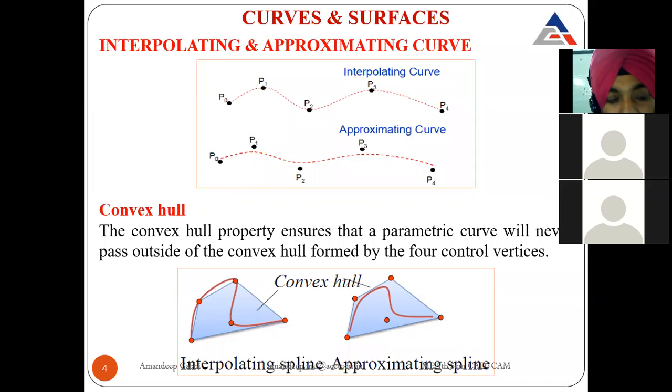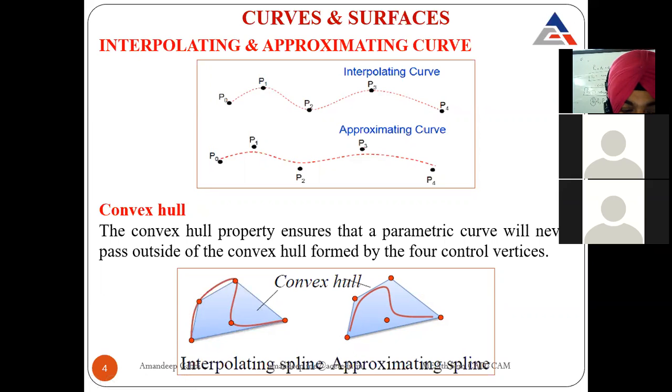Right? Then there is another term related to convex hull. The dots within which the curve is enclosed are called the convex hull. The convex hull property ensures that a parametric curve will never pass outside of the convex hull formed by the four control vertices. If you draw it, there are four control points, and if you join these points, this forms a convex hull. The curve will almost cover inside it.